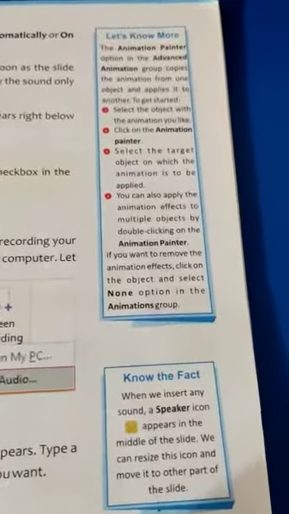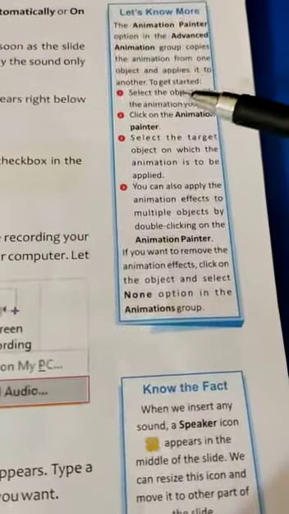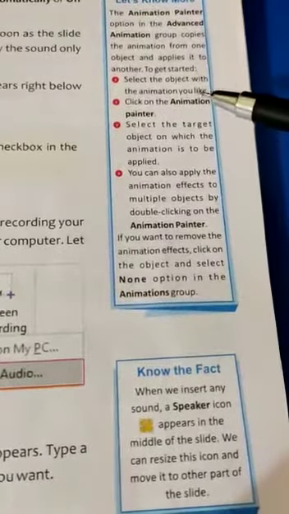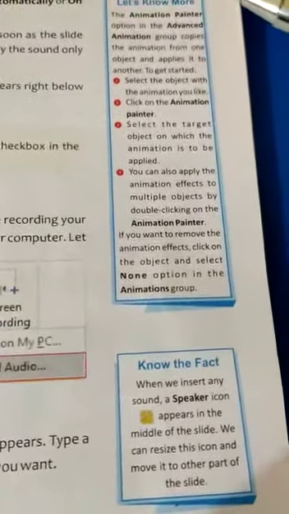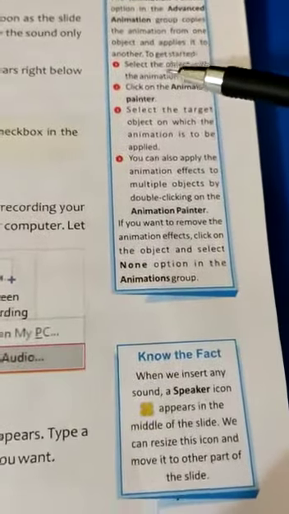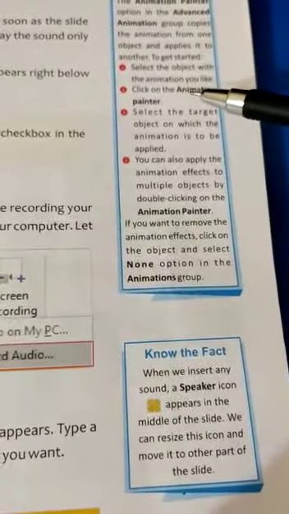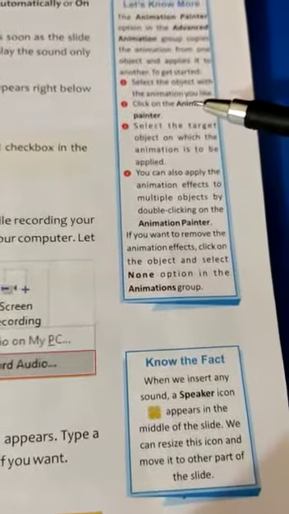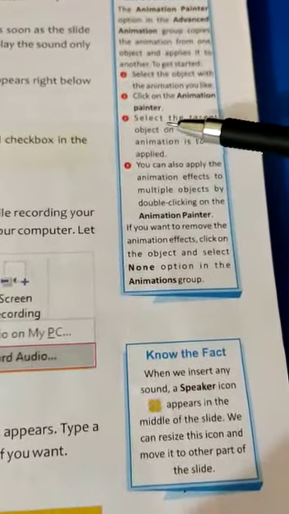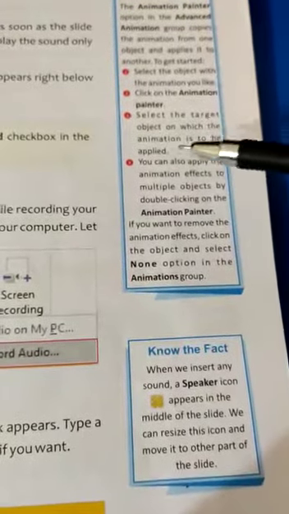So how will you use the animation painter? Firstly, select the object with which the animation you like. So जिस भी object के आप animation को like करते हो, आप उसे दोबारा किसी और object पे लगाना चाहते हो, select that object and then click on animation painter option in the advanced animation group and then select the target object on which the animation is to be applied.